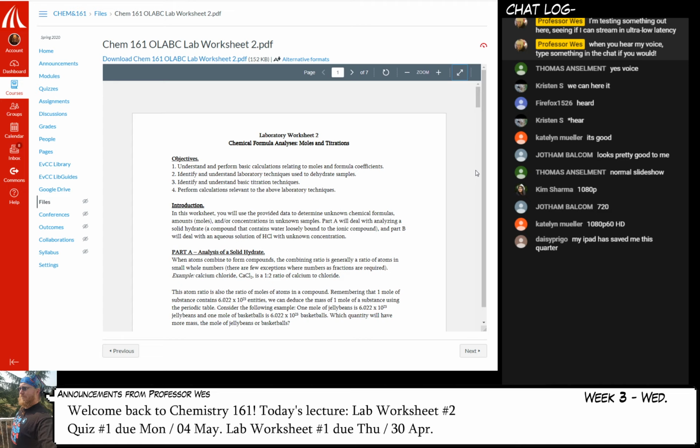Lab worksheet number 2 involves dealing with moles. Now, we haven't talked about moles yet in class, but we're going to do it tomorrow. The general gist is that the calculations involving moles help you figure out formulas of stuff, kind of like what we were doing in lecture last week, talking about the law of multiple proportions and the law of definite proportions and stuff like that. These techniques are going to show strategies to determine solid and aqueous substances in their formulas.